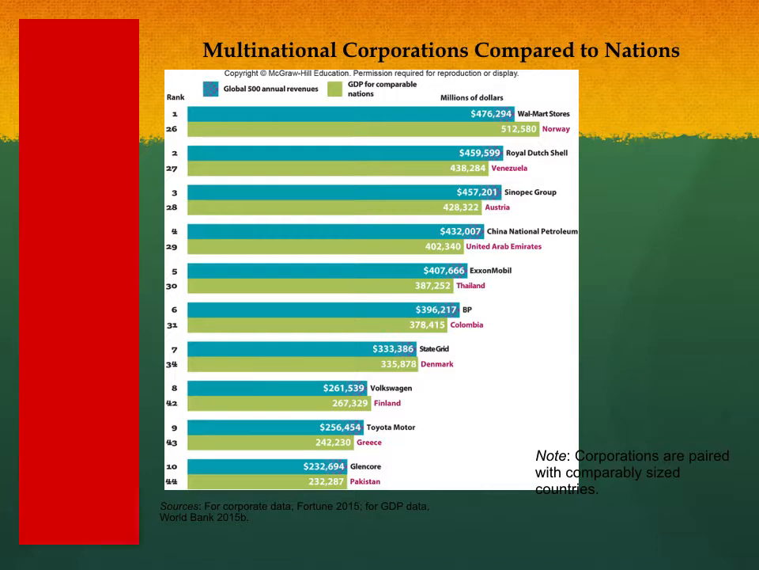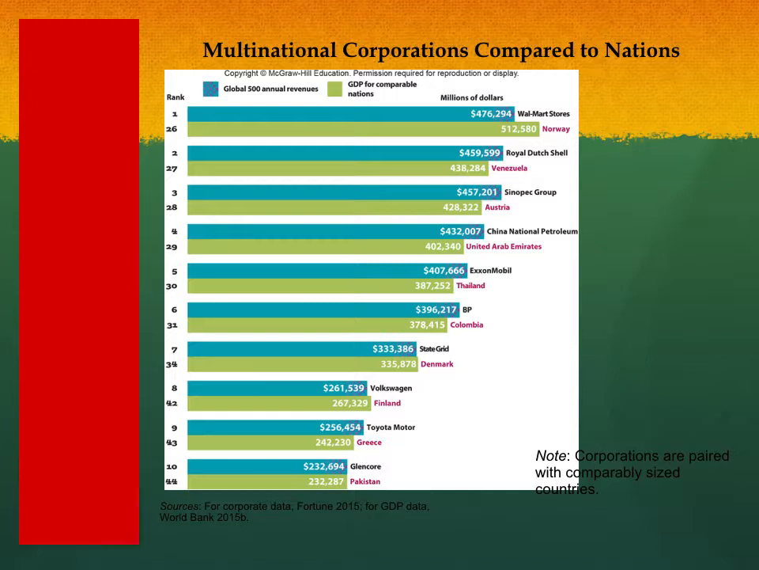And so these comparisons are looking at the number one corporation, Walmart, which is earning 476,000 millions of dollars, as compared to the 26th highest nation in terms of GDP, Norway. And so Walmart has almost the same level of revenue as Norway has in GDP. And then it compares Royal Dutch Shell, the second highest multinational corporation, against the 17th ranked nation of Venezuela. So here you see 459,000 millions of dollars in profit for Royal Dutch as compared to 438,000 millions of dollars for Venezuela in GDP.